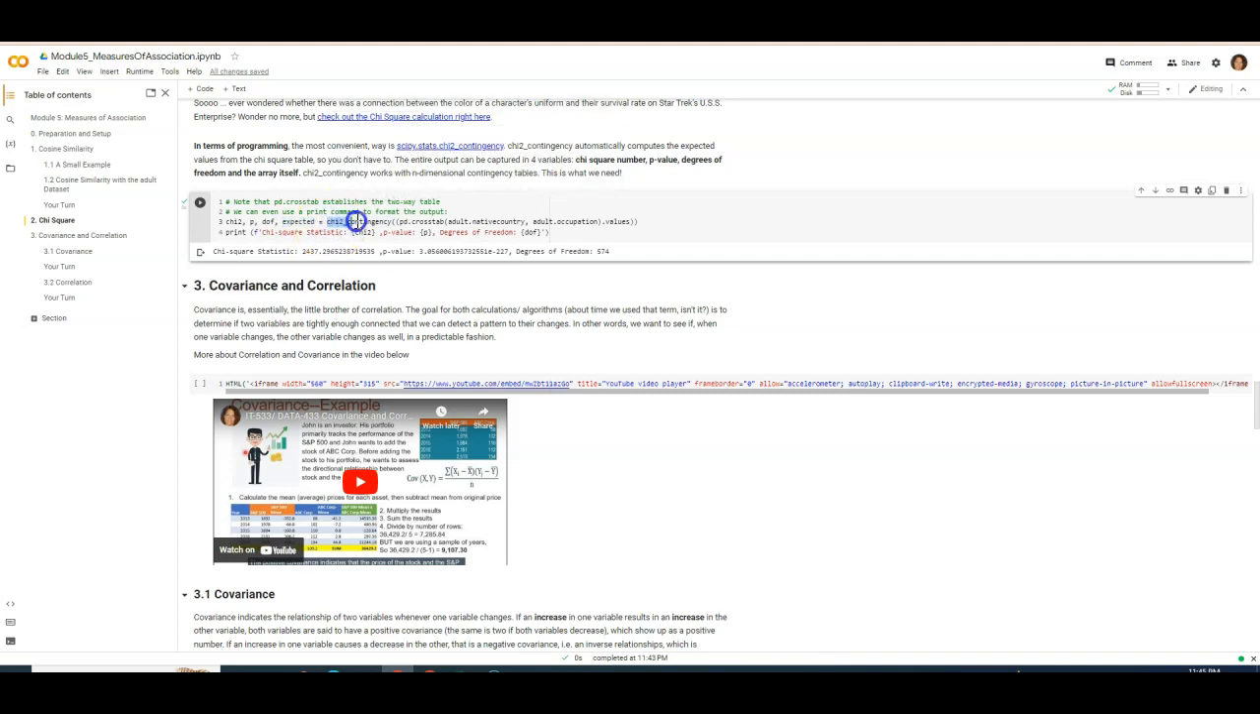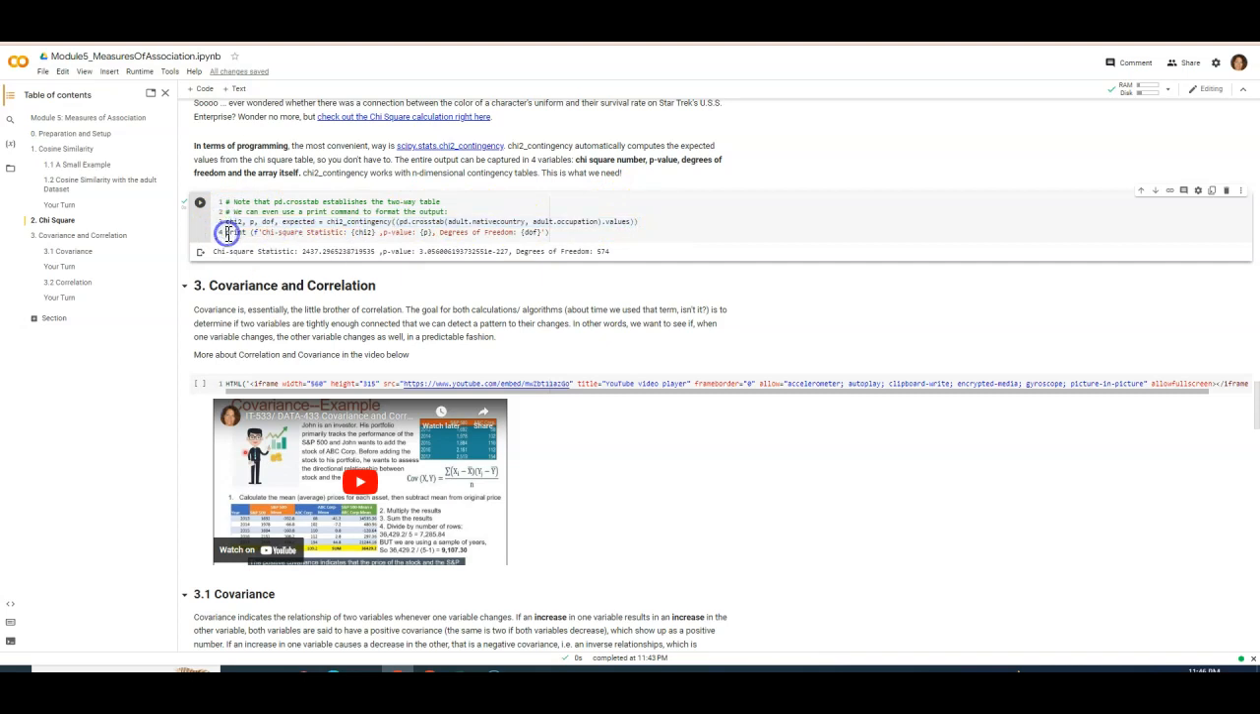So here's how we set this up. Chi-square contingency of pandas crosstab, and then we're going to our adult data set. We have 2 categorical attributes, namely native country and occupation. So we set this up for adult.nativeCountry and adult.occupation. And we're going to pick the values here as a NumPy data frame array. And that's it. That's the entire chi-square setup right here.